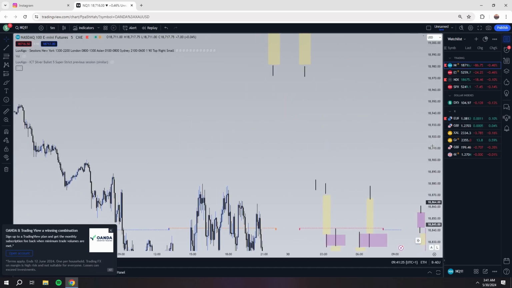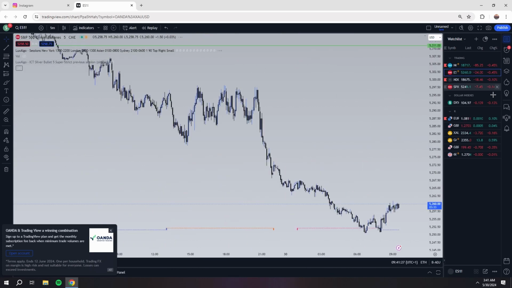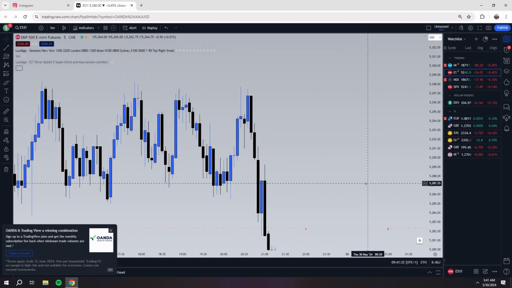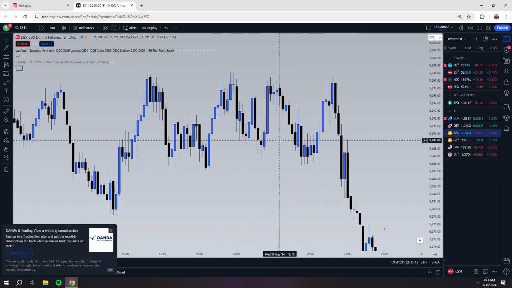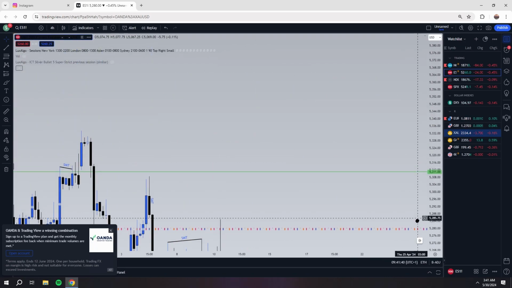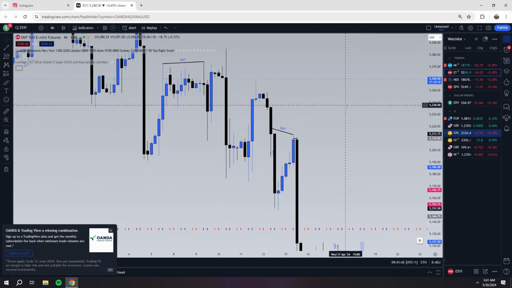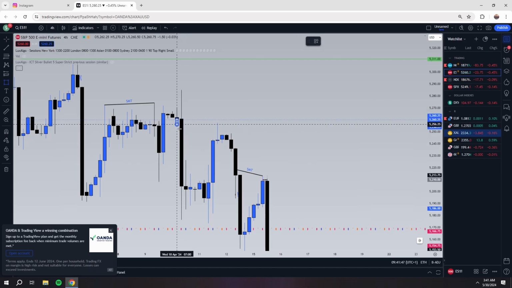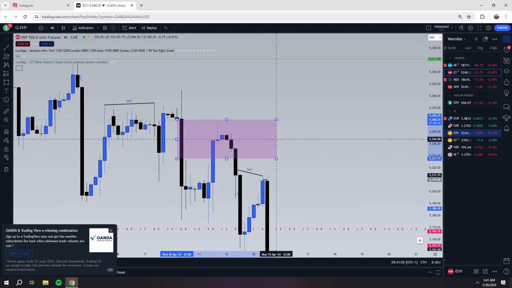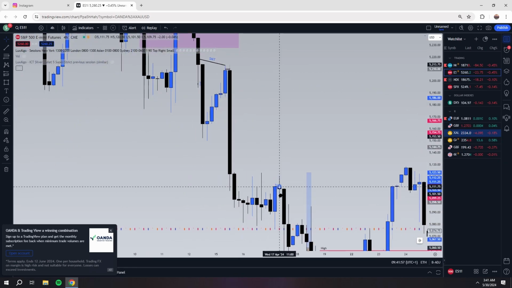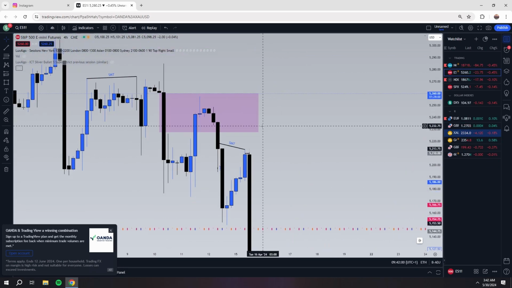So, fair value gaps. I'm going to get off this chart. Okay, so fair value gaps. Let's find a bearish example, one that was actually used. Let me go to the 4 hour. Here we go. So bearish, like I said, is a 3-candle sequence: low of the first, high of the third. This is it right here. As we can see, we went down, went back up, reacted off of it, and continued down. Bearish fair value gap right there.